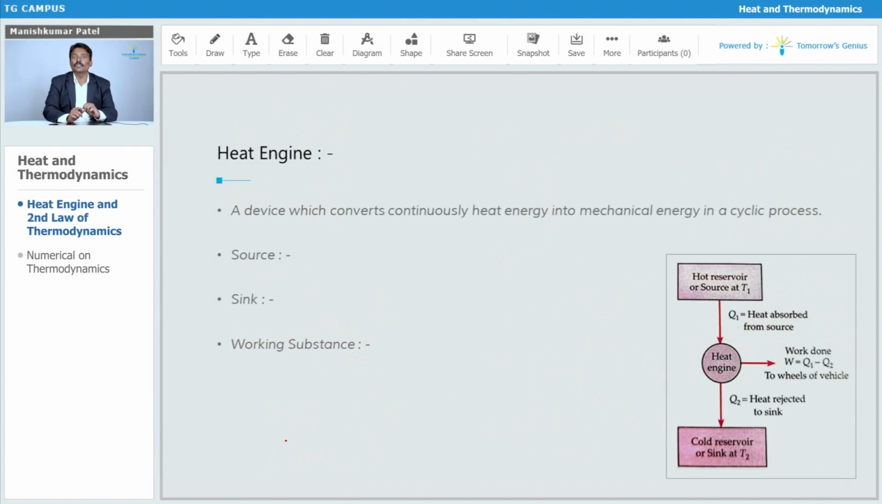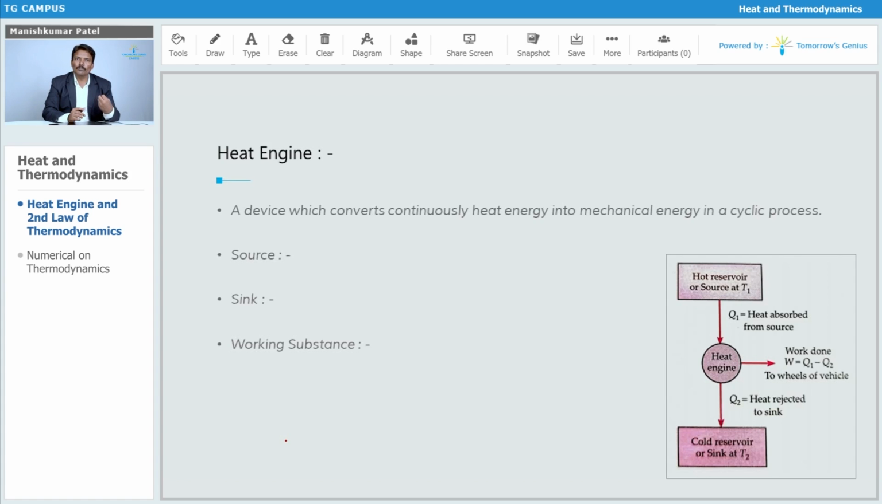Now what is a heat engine? You might have heard about it. We know the heat engine which we use in vehicles. In that, the fuel is burned, and the burned fuel produces a lot of heat. Now that heat we are going to utilize.